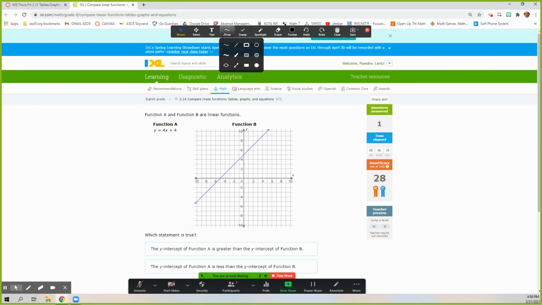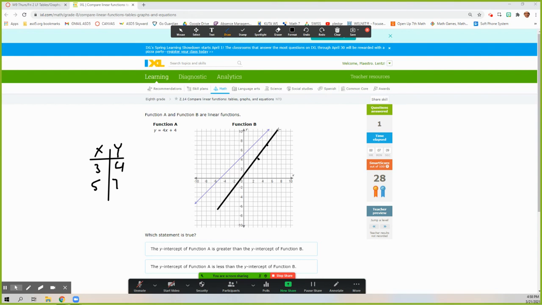So I'll make one up. If it would have said 3, 4, and then no, I don't want to do that. This is hard to make up on the spot. 5, 7. So I would just go over here. I go over 3, up 4, put a dot. Over 5, up 7, put a dot. And then if you were doing this on your whiteboard, especially, it'd be easy.